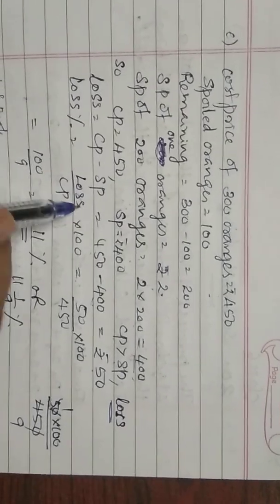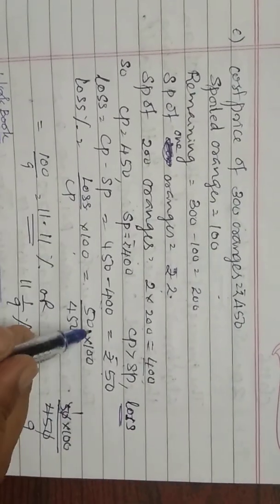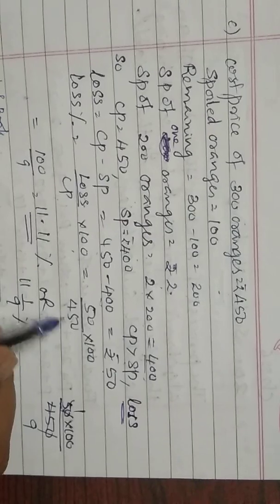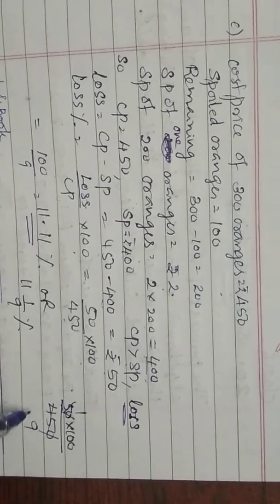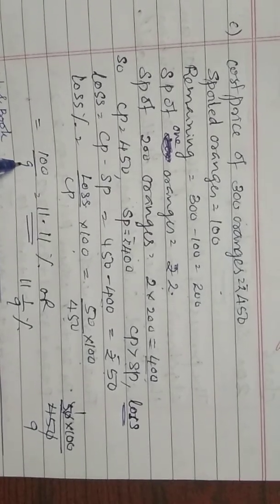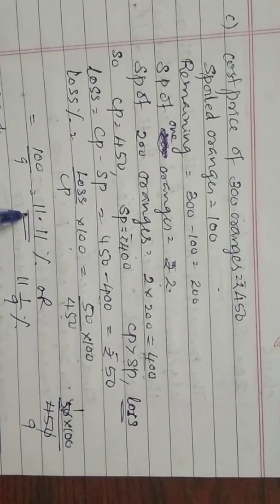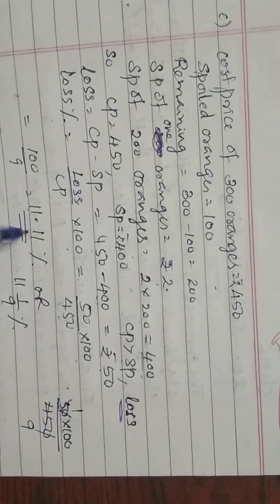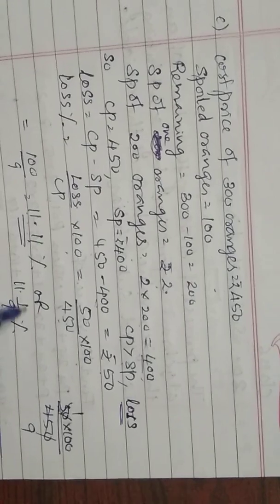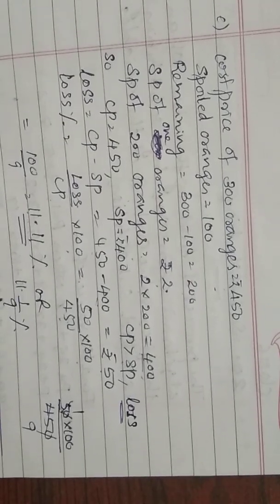Loss percentage equals loss by CP into 100, that is 50 by 450 into 100. When we calculate it, we get 100 by 9. When we convert into decimal form, it is 11.11 percent, or you can write it in fractional form as 100 by 9 percent.